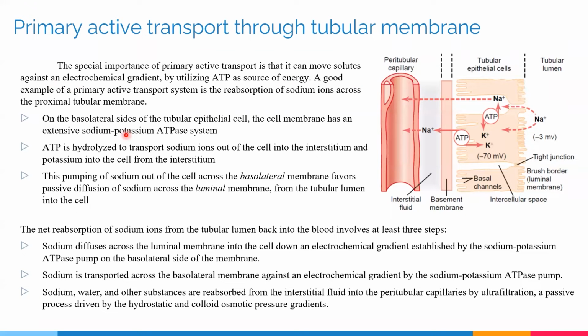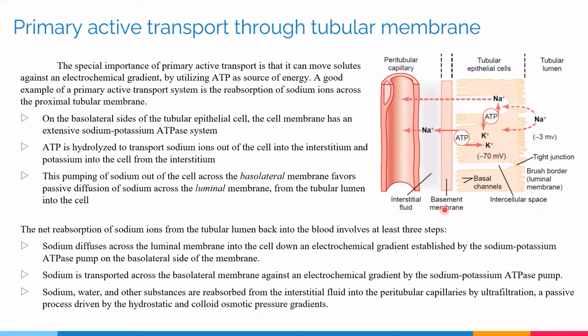On the basolateral side of the tubular epithelial cell, the side opposite to the side facing the lumen of the renal tubule, that is, towards the interstitium, the cell membrane has an extensive sodium-potassium ATPase system. ATP is hydrolyzed to transport sodium ions out of the cell into the interstitium and potassium into the cells from the interstitium.